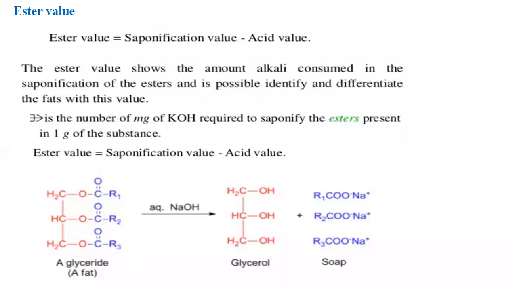The exact definition of ester value is the number of milligrams of KOH required to saponify the esters present in 1 gram of substance. It is similar to saponification only. But here the ester is converted to free fatty acid and glycerol. The ester value is saponification value minus acid value. A triglyceride fat is called an ester. Here we take NaOH or KOH, an alkali, and it will form a soap and glycerol.